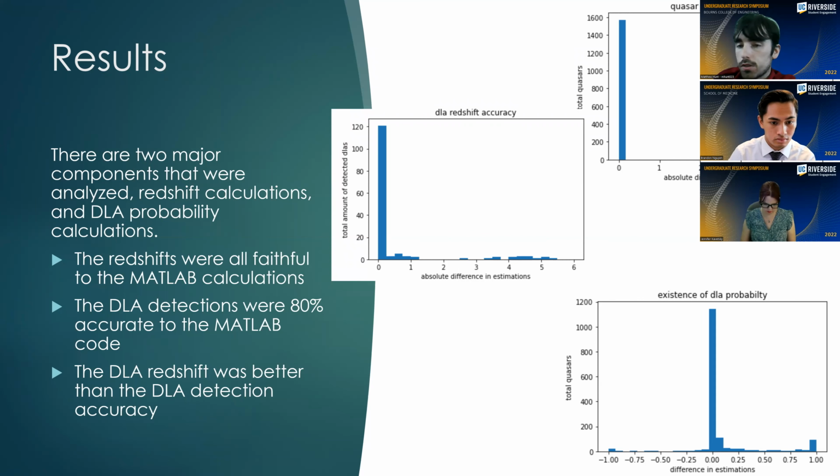And the DLA detection did worse with 80% accuracy, with a lot closer under the 0.25 difference in estimations, with some of the guesses being the complete opposite compared to the MATLAB code. In terms of the DLA redshift, there is some better accuracy as well, with less than 20% of it being a problem, showing that some of the problems in the existence of the DLA may not necessarily be the fully relevant ones compared to the true values gotten by visual inspection.